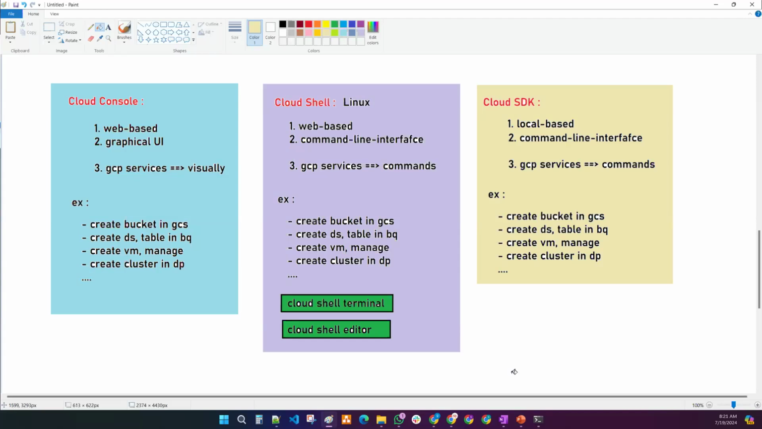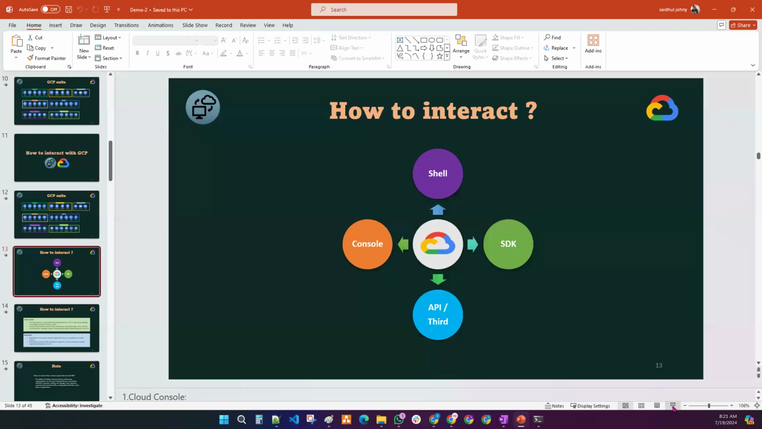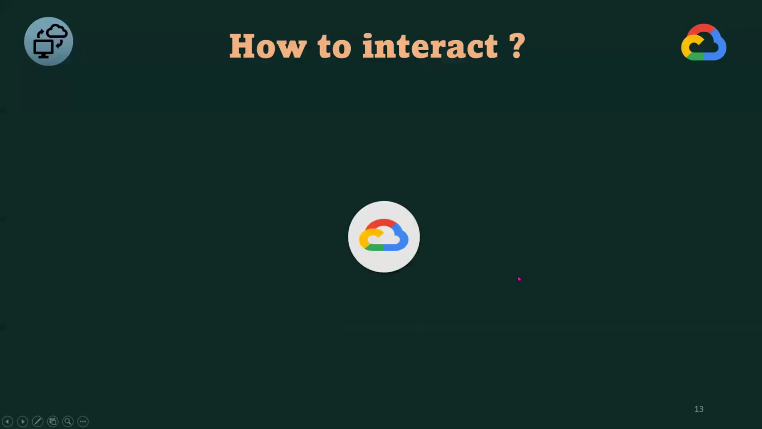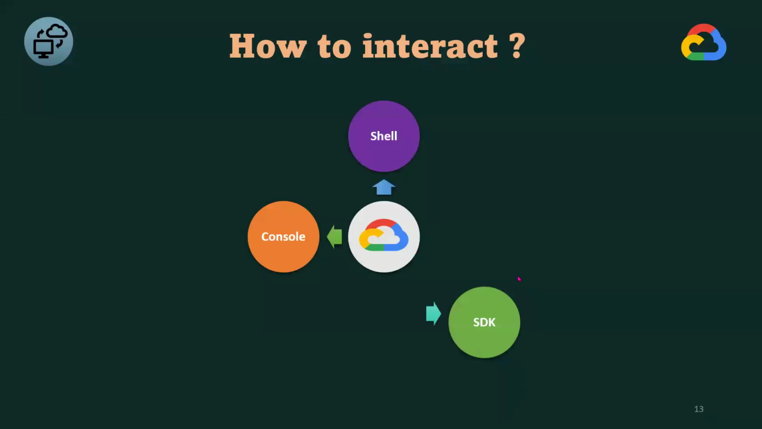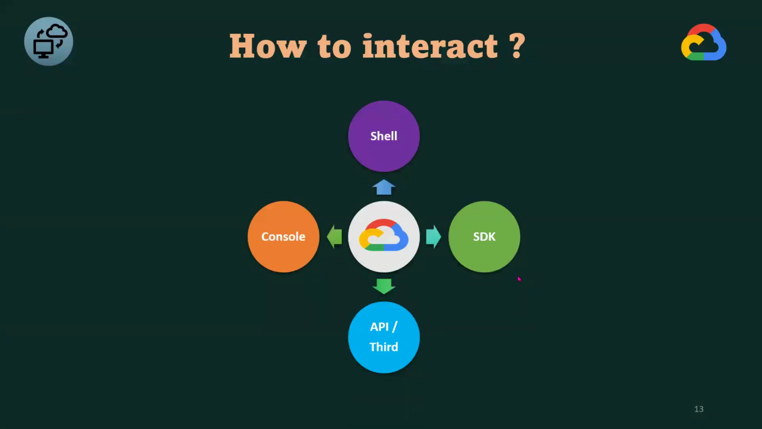So now we will go to the slides. Here we have a console, a Cloud Shell, and a Cloud SDK. There's a fourth method, that is APIs or third-party tools. API is nothing but application programming interface. If you want to interact with the services programmatically, or via some third-party tool in Google Cloud Platform, you can use this fourth method.